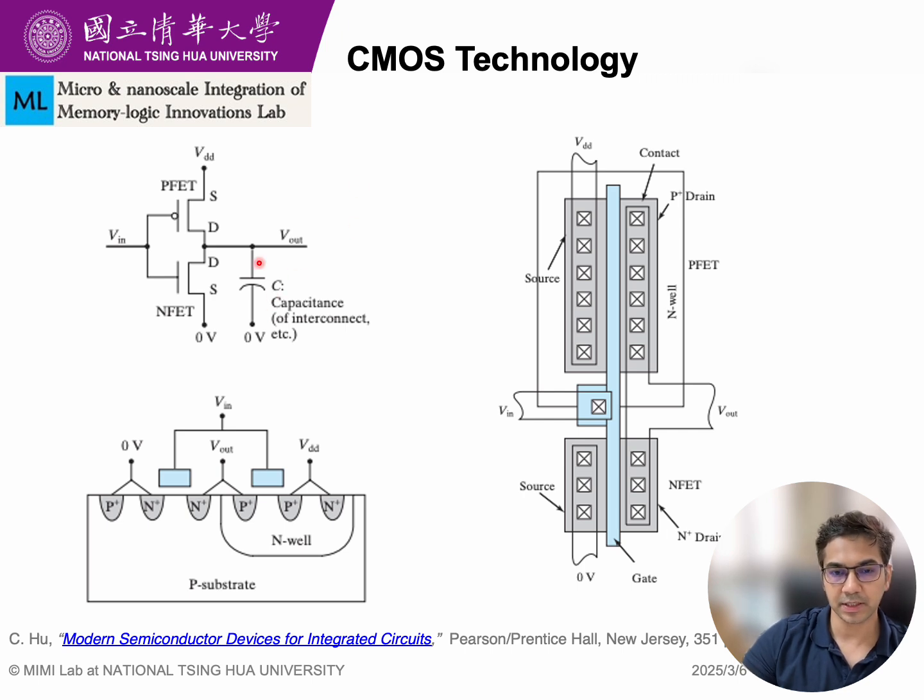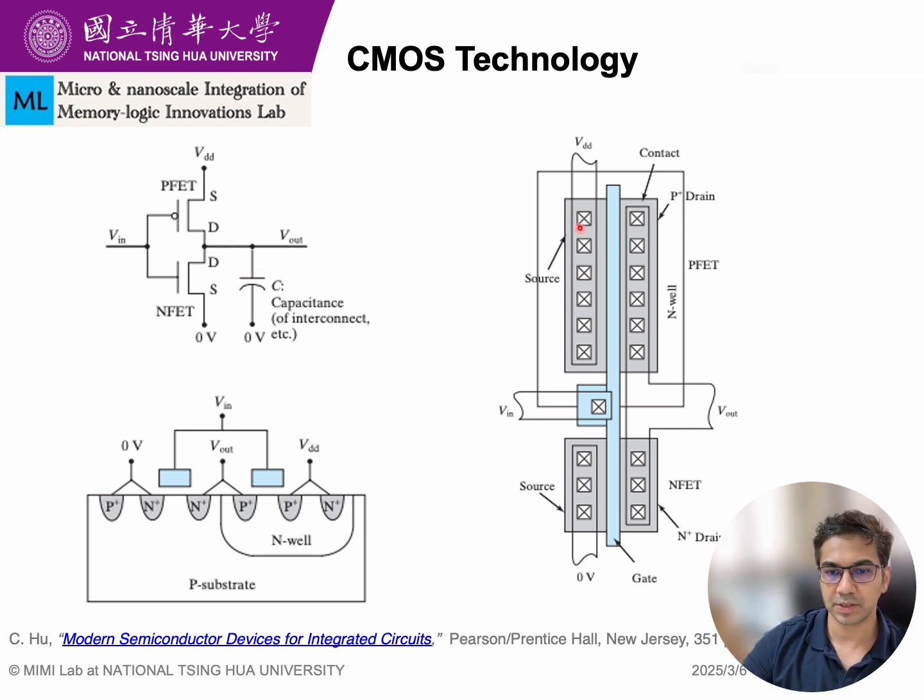So the capacitor here represents the load capacitance, which includes the capacitance of the interconnect and the input capacitance of the next stage. So this affects the switching speed of the inverter.